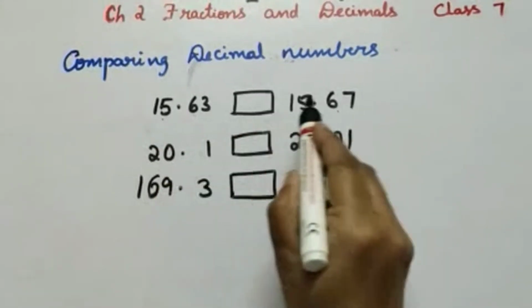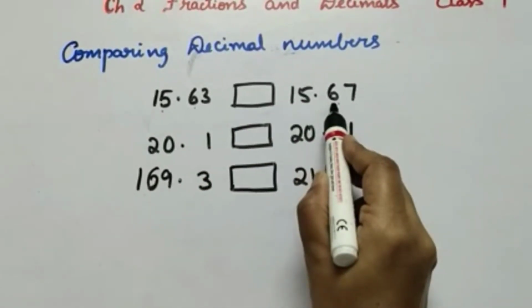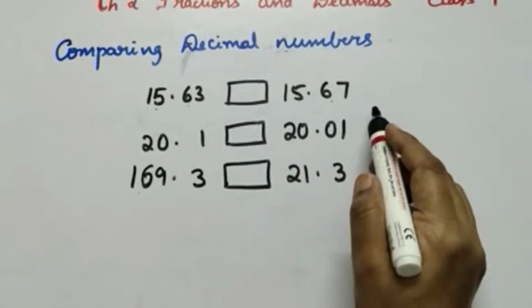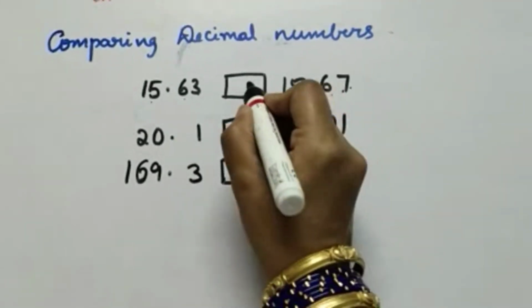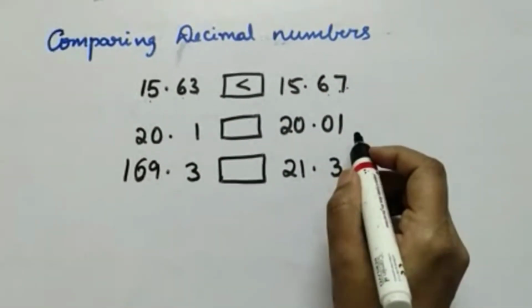As on the left side both the numbers are the same, then we compare the 1 by 10th place, which is also the same, then we go with the next, the 100th place. So 3 and 7, which is greater? 7 is greater. So 15.63 is less than 15.67.